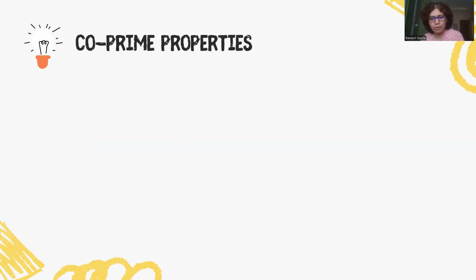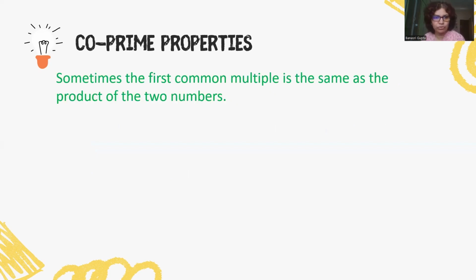So co-prime number properties. Let us see what are the properties of co-prime numbers. So sometimes the first common multiple of two numbers is same as the product of the two numbers. For example, 4 and 9, they are co-prime numbers. So their first common multiple is 36.